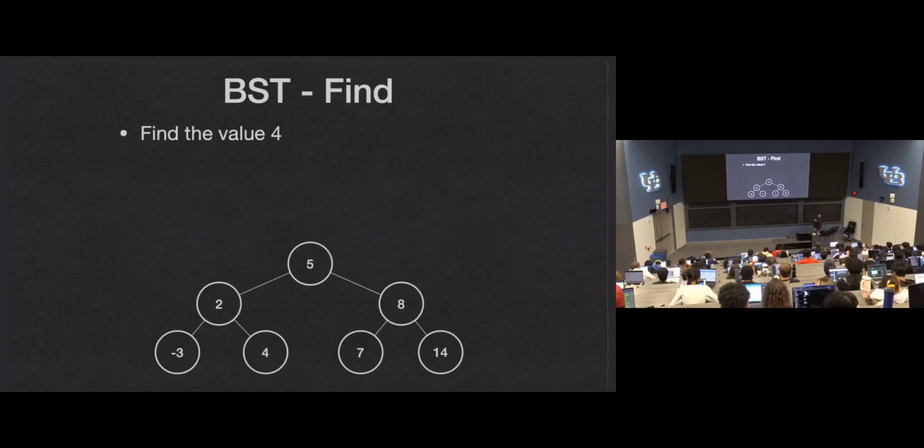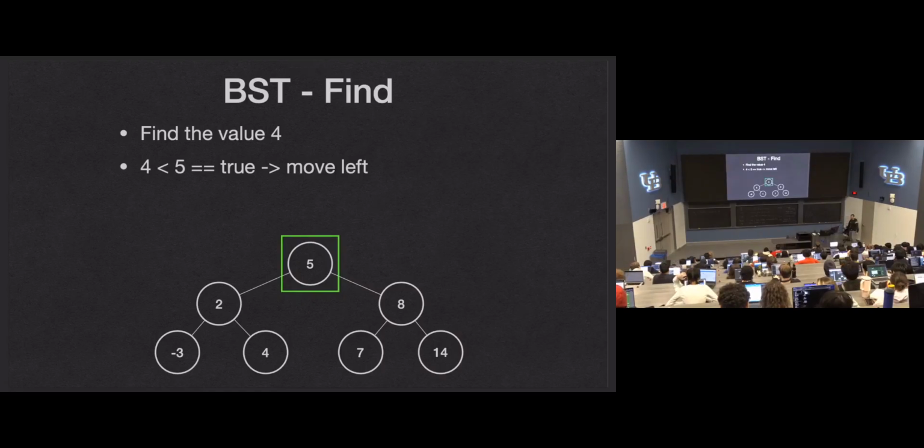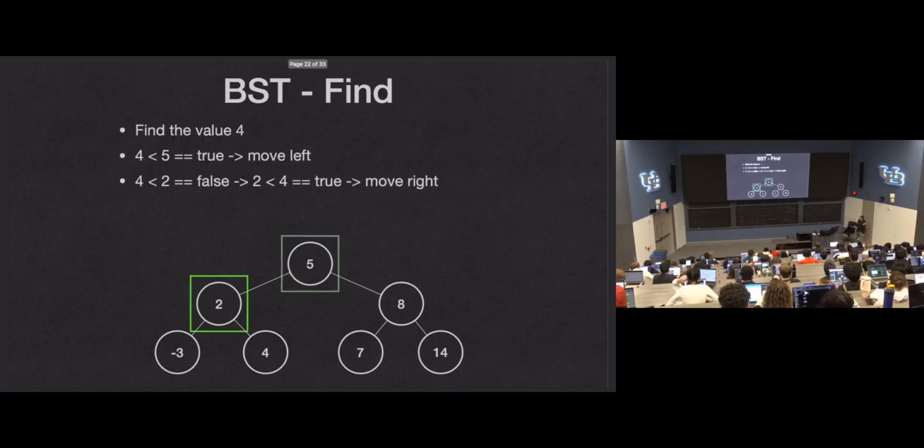Okay, visually, I want to go through this and find the value 4. So I'm going to ask, does 4 come before 5? True. We're going to move left. Does 4 come before 2? False. So we're going to ask again, but with the arguments reversed. Does 2 come before 4? True. So we're going to move right. We know that there's no equality here. So we're going to move right.